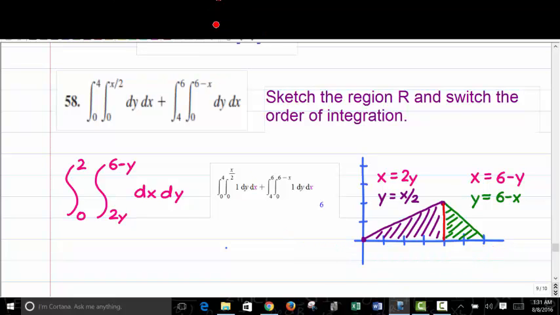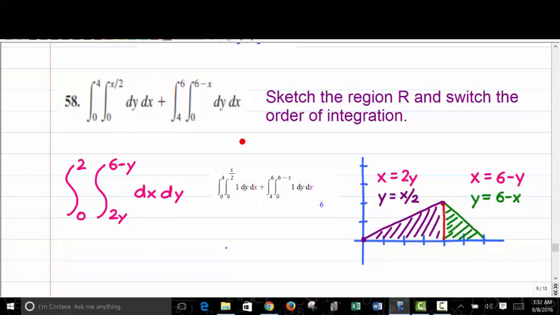So I've got to solve for x in terms of y. What does that give me? I have x equals 2y on the left, so it's the lower. y equals 6 minus x becomes x equals 6 minus y when you solve it, so it's on the right. So it goes 2y to 6 minus y, and then vertically, dy, 0 to 2. 2 is the y value.